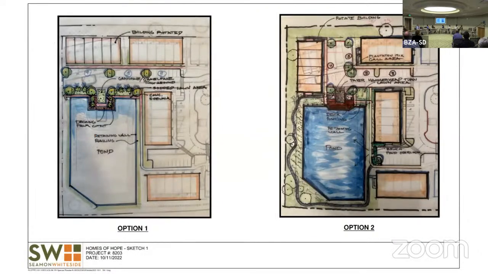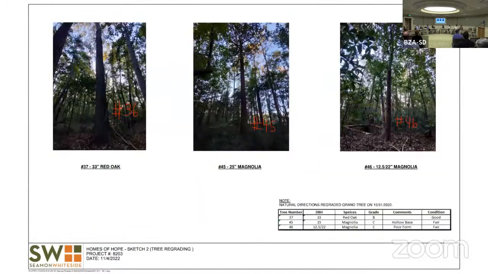I'll let them explain option 1 and option 2 relative to how they're actually going to address and maybe enhance that hard edge pond with a path and what have you, and rotating the building possibly. Tree 36. Actually below 37 to 33 inch red oak. The crown's very long bowl with a very high crown. Magnolia is basically the same. And then the double magnolia.